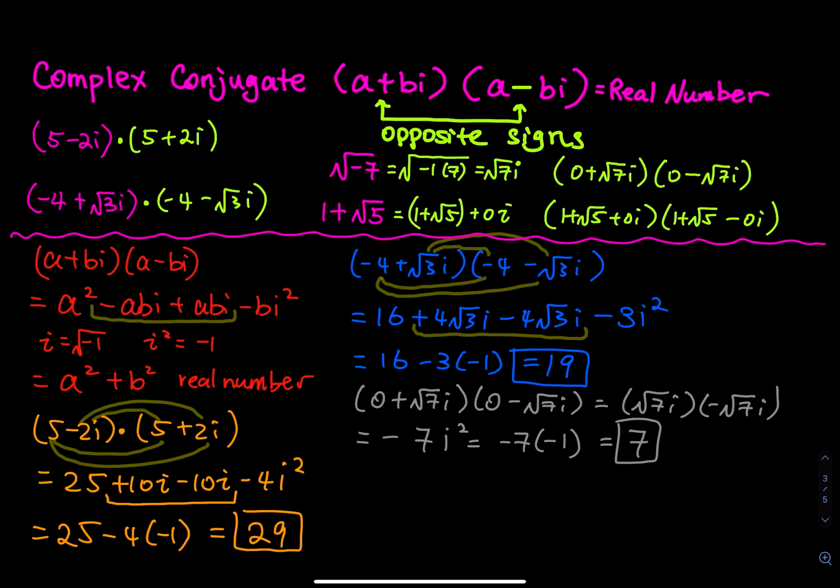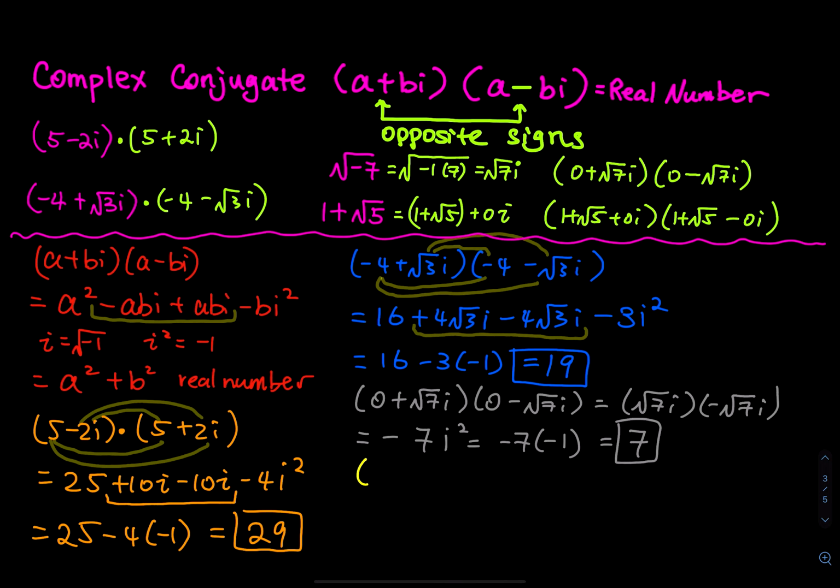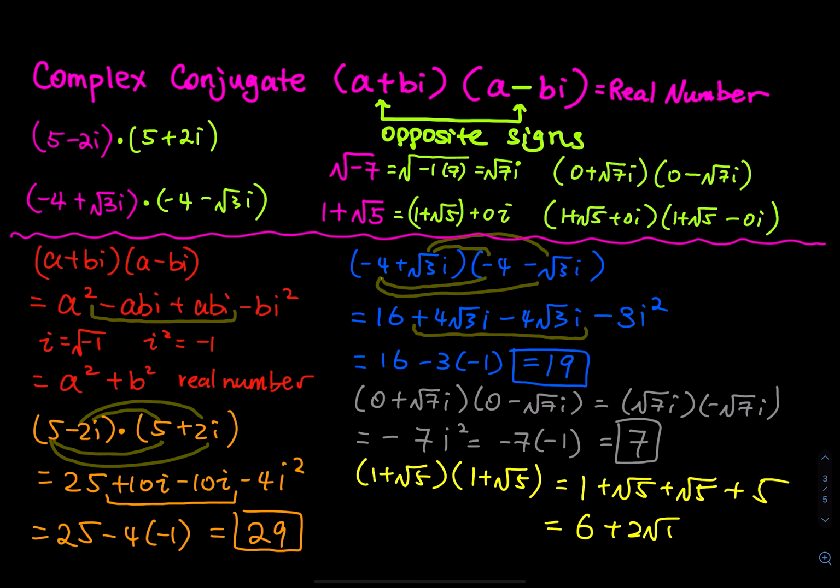This is a real number. Do you see all the answers that I boxed? They are all real numbers. And then the last one, I have to remind you that 0i is just equal to 0, and minus 0i is just equal to 0. So therefore, in the very last problem, you are just multiplying two real numbers, 1 plus root 5 times 1 plus root 5. And then 1 times 1, 1 times root 5, root 5 times 1, and then root 5 times root 5. That's it. So 1 plus 5 is 6, and then you have 2 copies of root 5, so 2 root 5. There you have it.